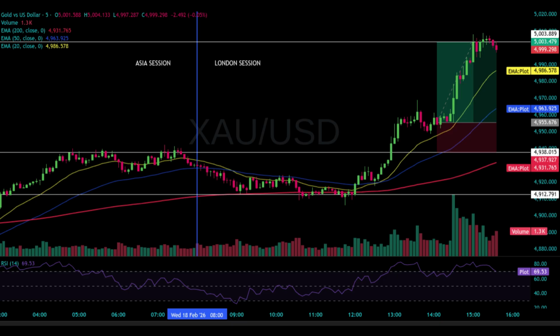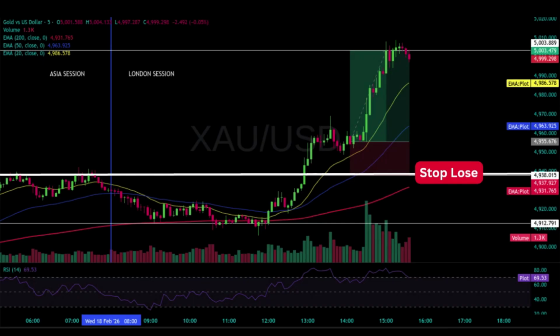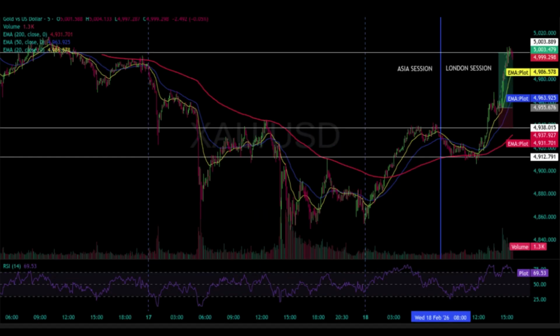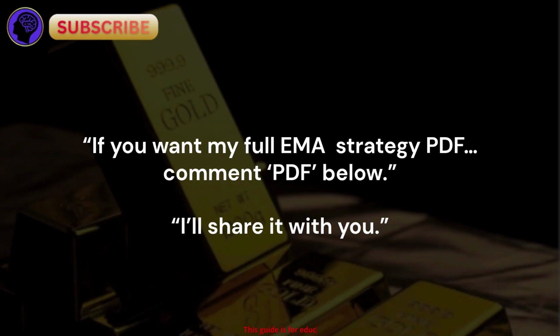Before ending, remember this. This is not about using many indicators. It's about using them correctly. At the right time.